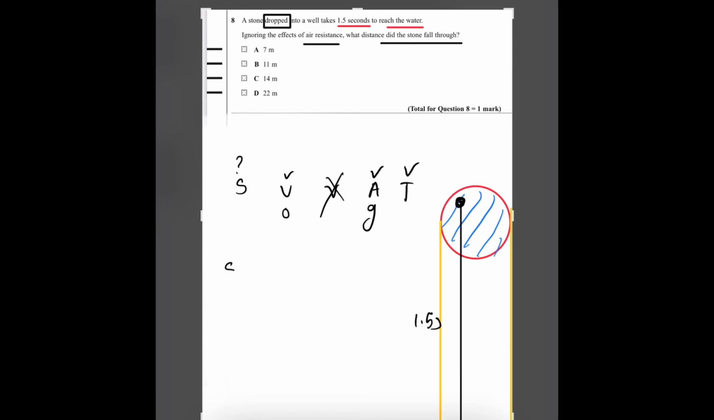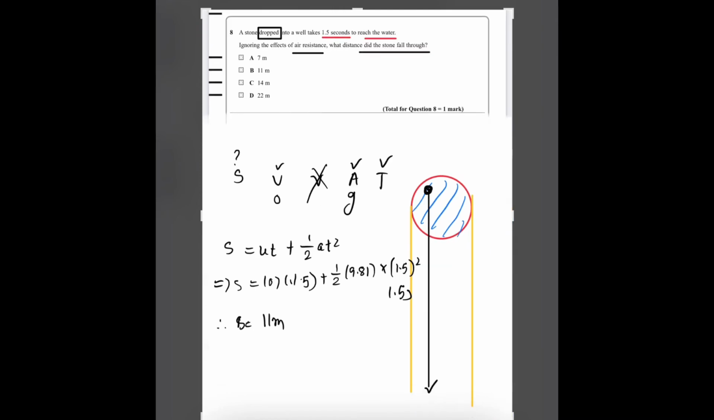So basically we have s equals ut plus half at squared. So the value of u is 0 and the time is 1.5. So 0 times 1.5 is basically 0, plus half times a, which is 9.81, the acceleration due to gravity, times time, which is 1.5 squared. So basically we have the answer which rounds to 11 meters. So the answer to number 8 is B.